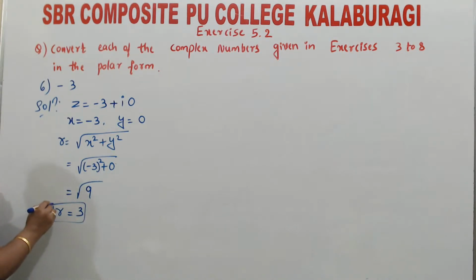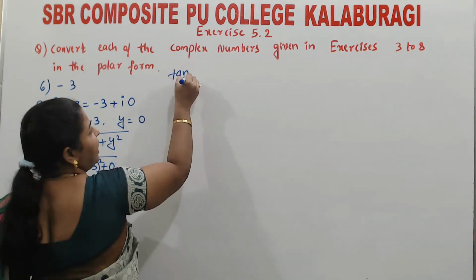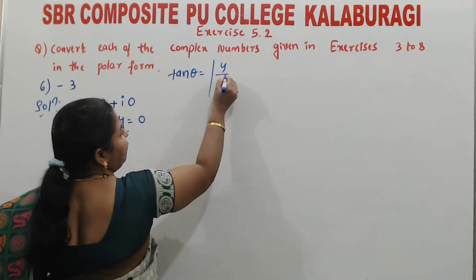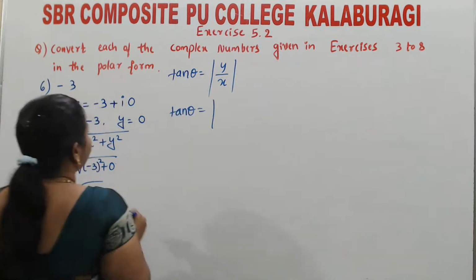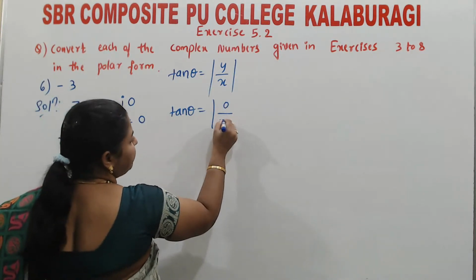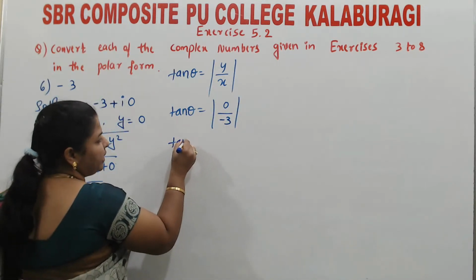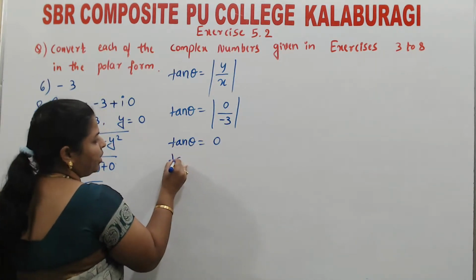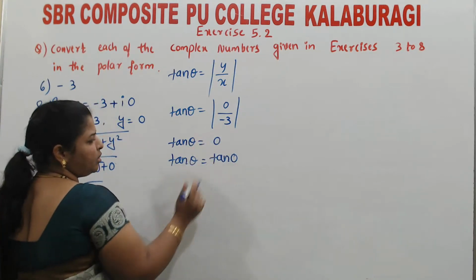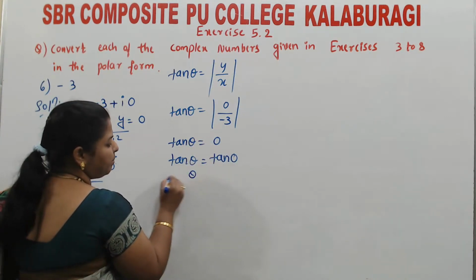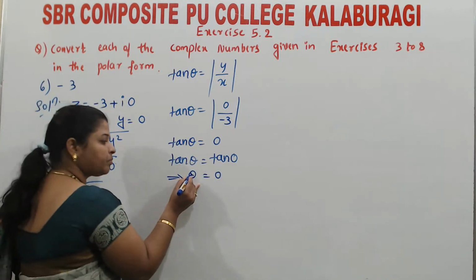R equal to 3. Next we have to find the value of theta, right? That is tan theta is equal to modulus of y by x. Then tan theta is equal to modulus of y, which is 0, divided by minus 3. 0 by anything is 0 only. Therefore tan theta is equal to 0. Tan theta is equal to tan 0. Tan 0 is 0 only, right? Therefore, theta is equal to 0.